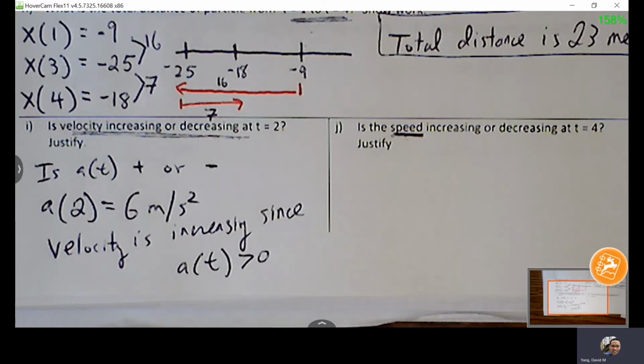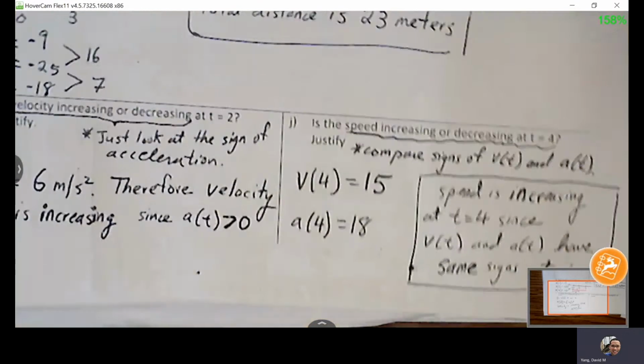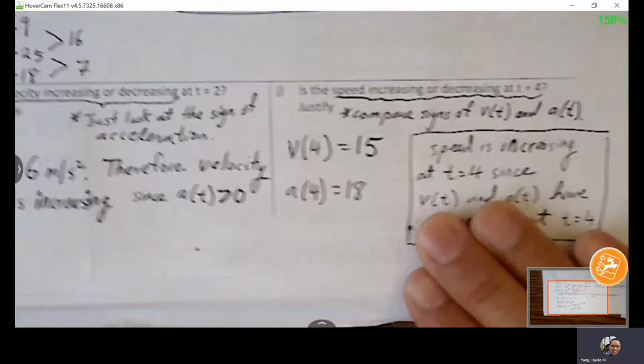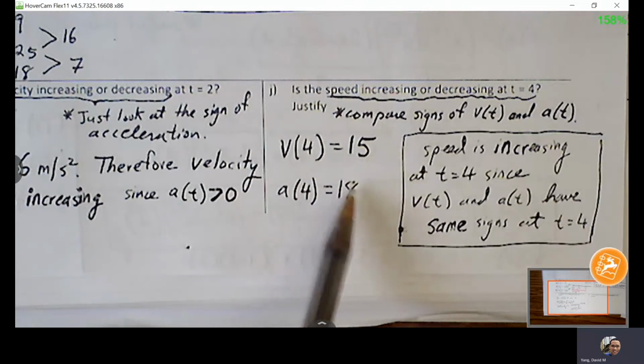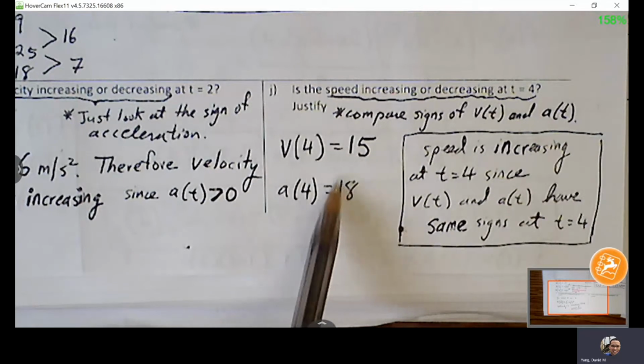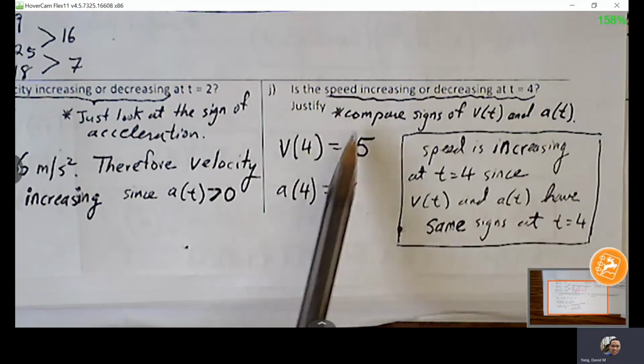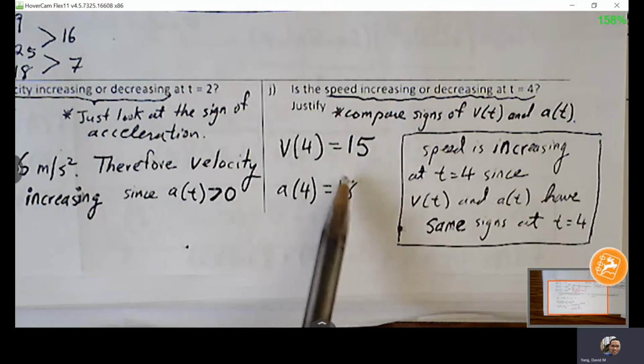If they're both positive, speed is increasing. If they're both negative, speed is still increasing. But if the signs are different, if one is positive and the other is negative, then speed is decreasing. Velocity at 4 is positive. Acceleration at 4 is also positive. The positive signs indicate that speed is increasing since they both have the same signs.